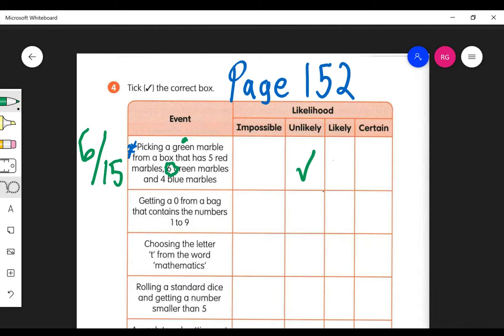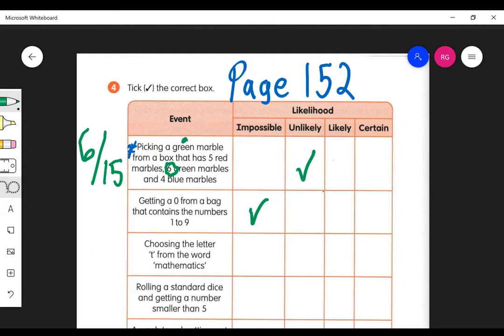All right, the next one there says getting a 0 from a bag that contains the numbers 1, 2, 3, 4, 5, 6, 7, 8, and 9. Well, that's impossible since 0 isn't in the bag.